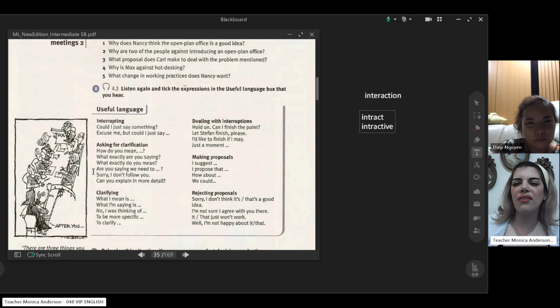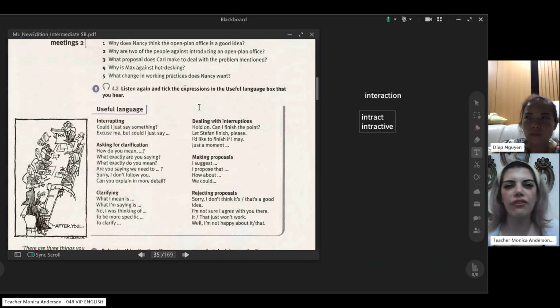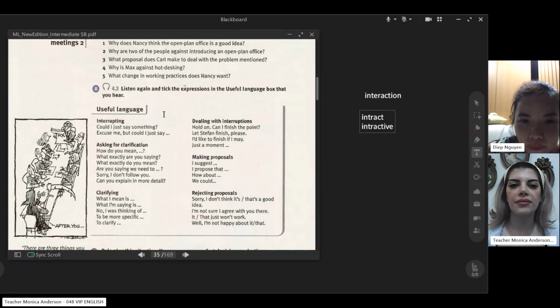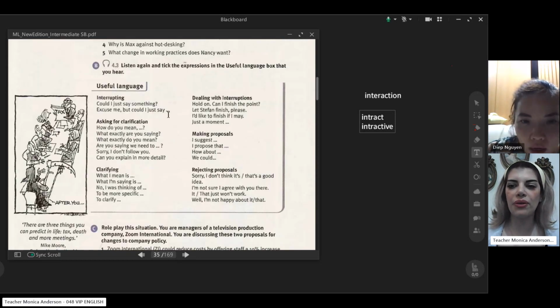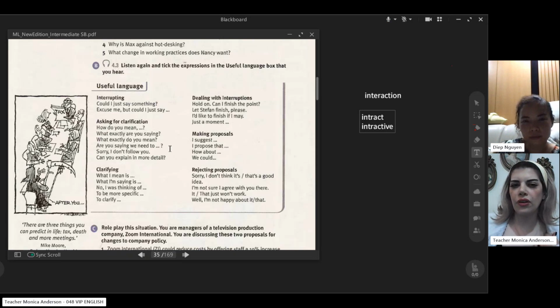I was thinking of, I heard something like this. No, I heard something like this. I'm not sure. And dealing with interruption: let Stefan finish, please. Excellent. Making proposals: hold on. No. Just a moment. Yeah, of course. I heard something. Just a moment, you heard. I didn't hear, but that's okay.